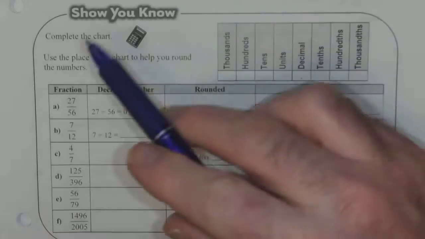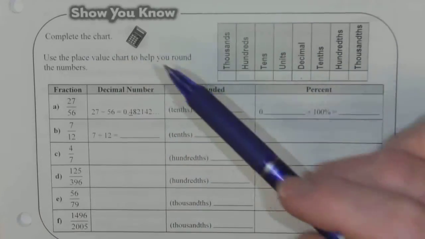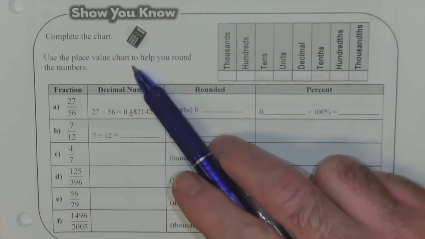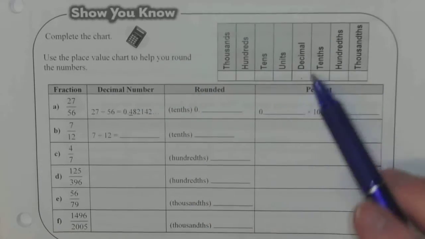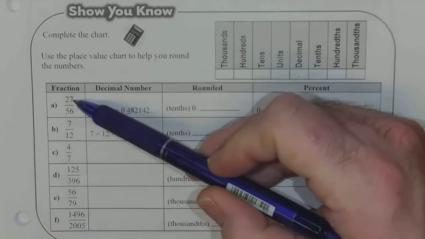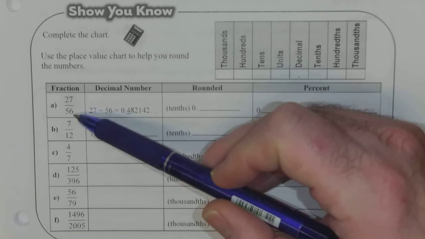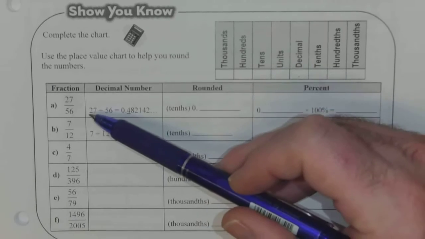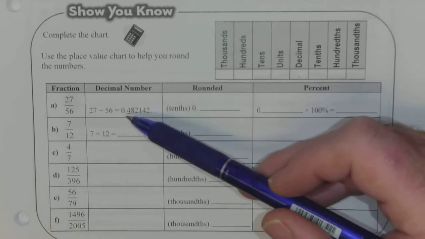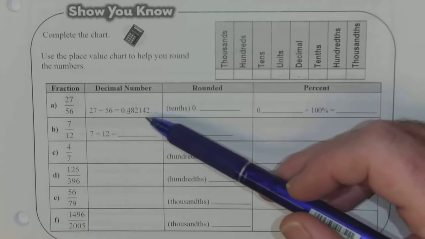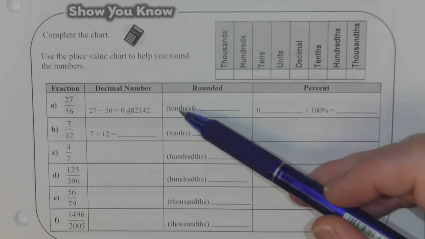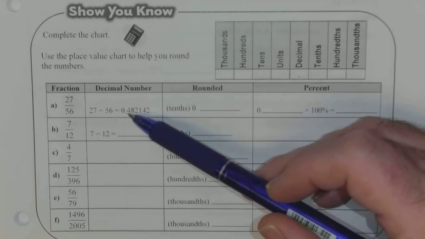Sure, we need to complete the chart using a calculator. We're also going to use the place value chart to help us round our numbers. First fraction is 27 over 56. So we take 27, divide that by 56, and this is the number we get. Now we're rounding to the nearest tenths, and they underlined that for you.